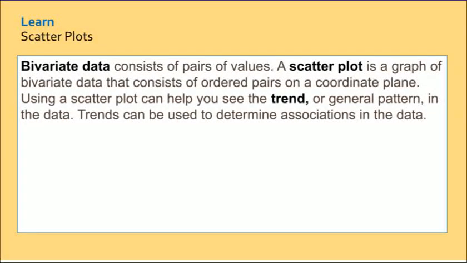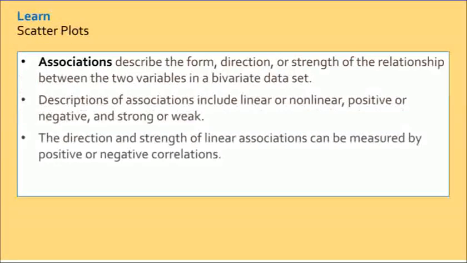A scatter plot is a graph of bivariate data that consists of ordered pairs. Your two variables are your x coordinate and your y coordinate. Using a scatter plot can help you see the trend or a general pattern in the data. These trends can be used to determine the association of the two different variables being compared. The associations describe the form, the direction, or the strength of the relationship between the two variables.